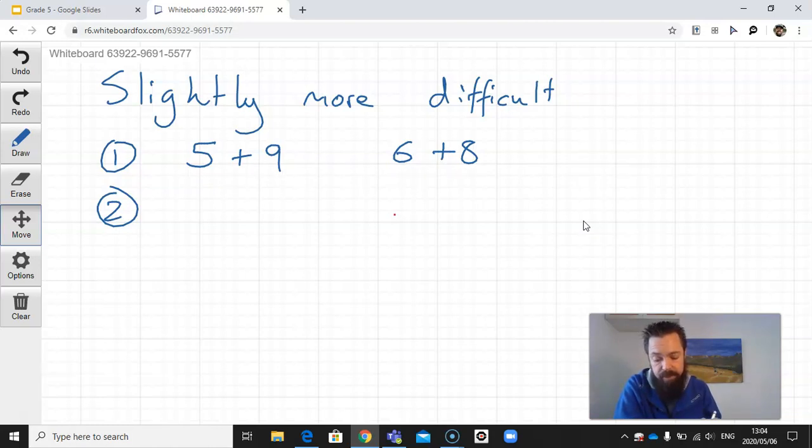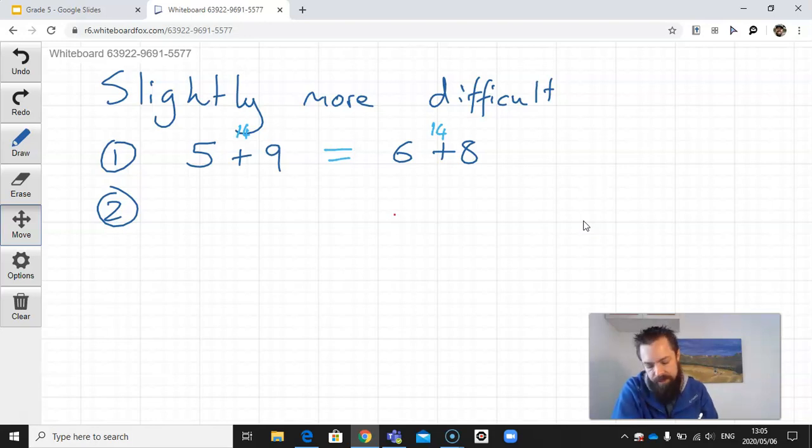So let's have a look. I'm going to jot it down in very small writing above, but you could do this in your head if your mental arithmetic is good. So 5 plus 9 is 14. 6 plus 8 is 14. Those two are the same. So we can say that they are equal, just like that.